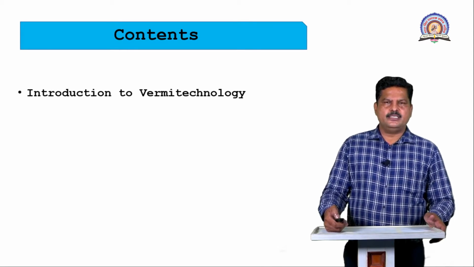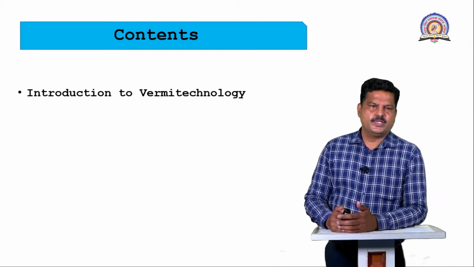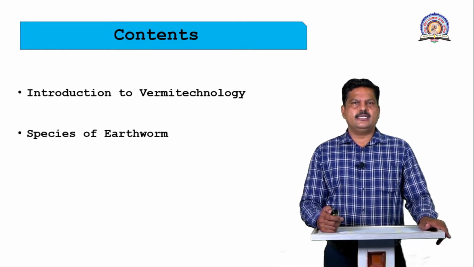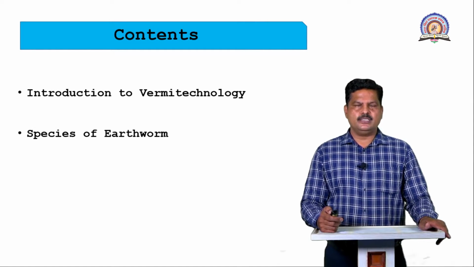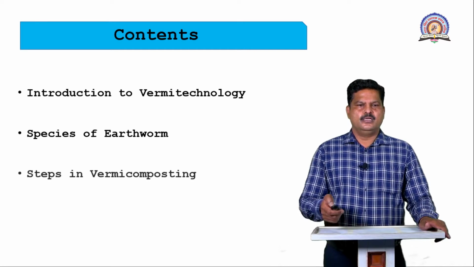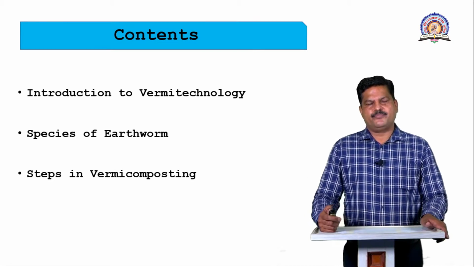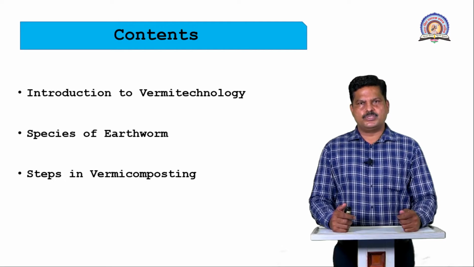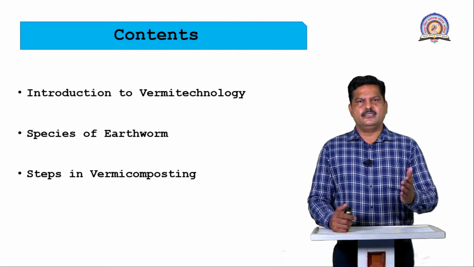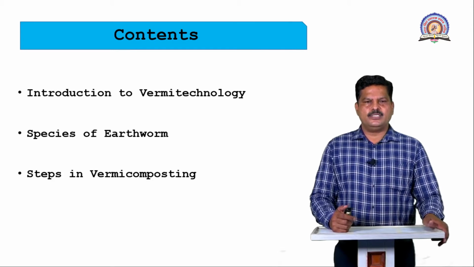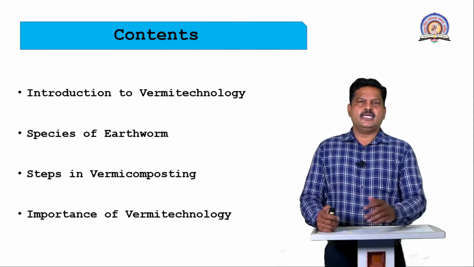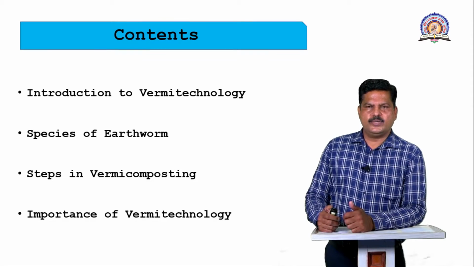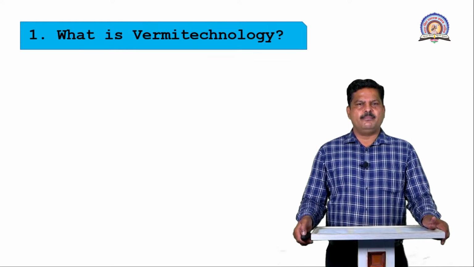In today's presentation, let's see what the contents are. First, introduction to Vermitechnology. Second, the different species used in Vermitechnology. Then, the steps of Vermicomposting and the different types, meaning how we get products like Vermiwash and Vermicompost by practicing earthworm culture for Vermitechnology. And last, the importance of Vermitechnology. So these are the 4 important contents in today's presentation. Let me start one by one.